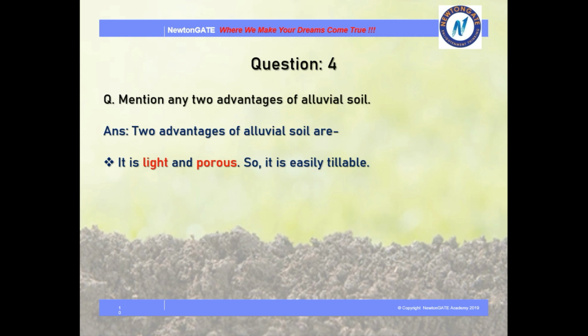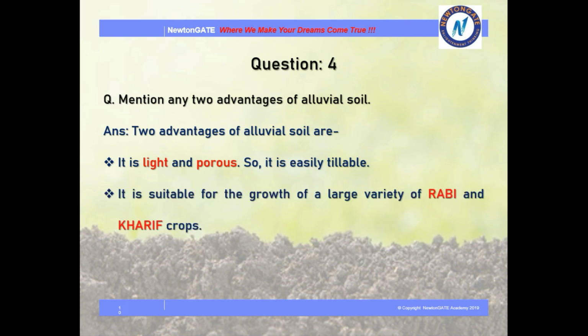Light means it has very fine particles, and porous means the water can percolate easily through this type of soil. That's why we can say the soil is very tillable. Next, it is suitable for the growth of a large variety of rabi and kharif crops.